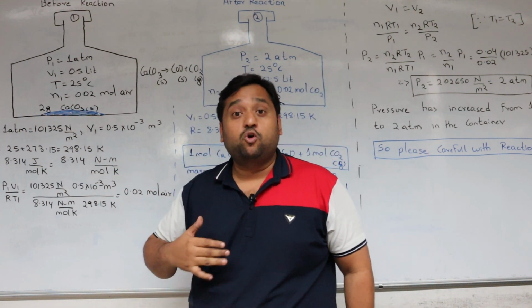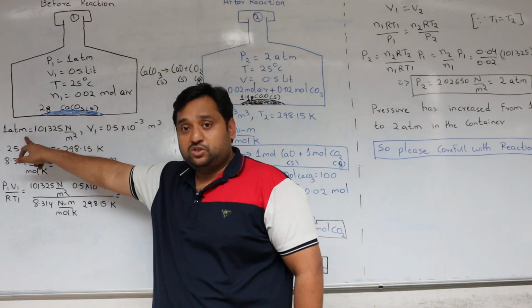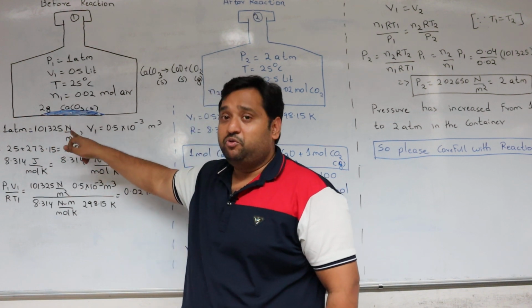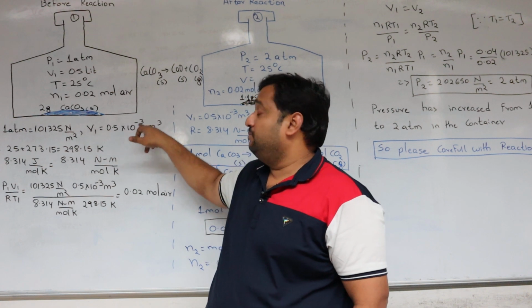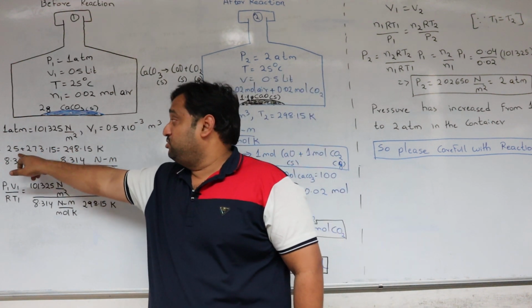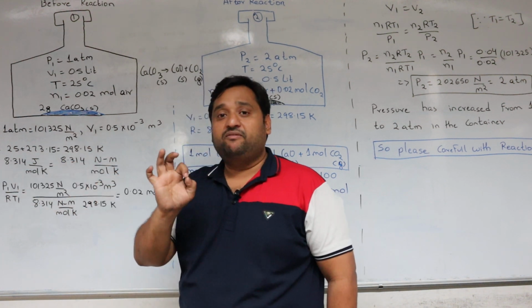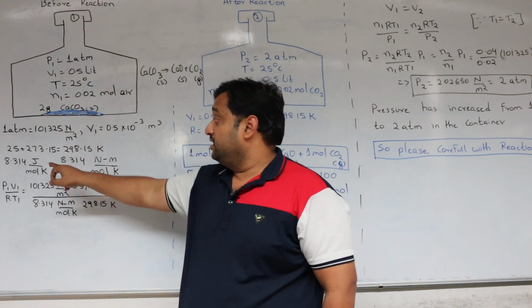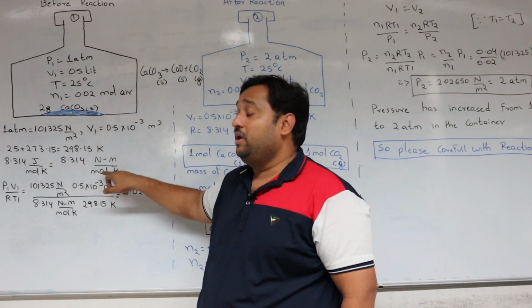So let us go through the calculation one by one. Initial condition: pressure is 1 atmosphere, that means 101,325 Newton per meter square. Volume is half liter, meaning 0.5 times 10 power minus 3 meter cube. My temperature is 25 degrees centigrade, that means 298 Kelvin. R is 8.314 joule per mole Kelvin. Joule is nothing but Newton meter, that means 8.314 Newton meter per mole Kelvin.